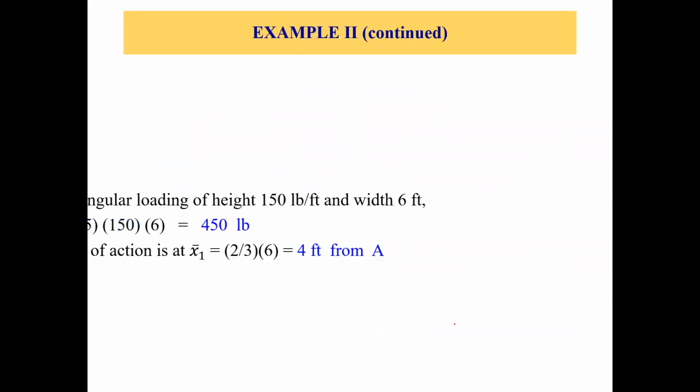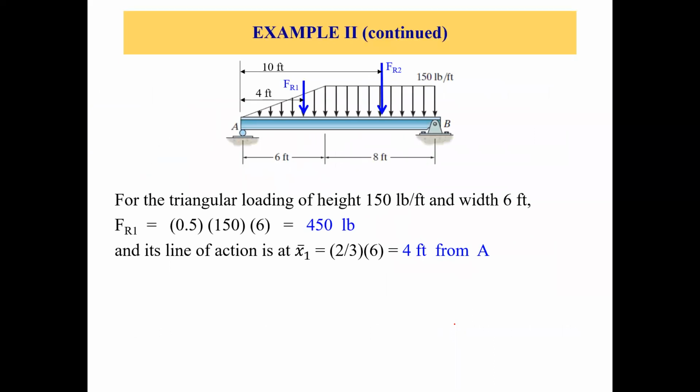All right. So let's move forward. Now, as we said, let's take on them one by one. So let's talk about this triangular portion, right? This is the triangular portion. The maximum magnitude is 150 pounds per feet. All right. So let's say that we have FR1, the resultant force of this triangular loading.